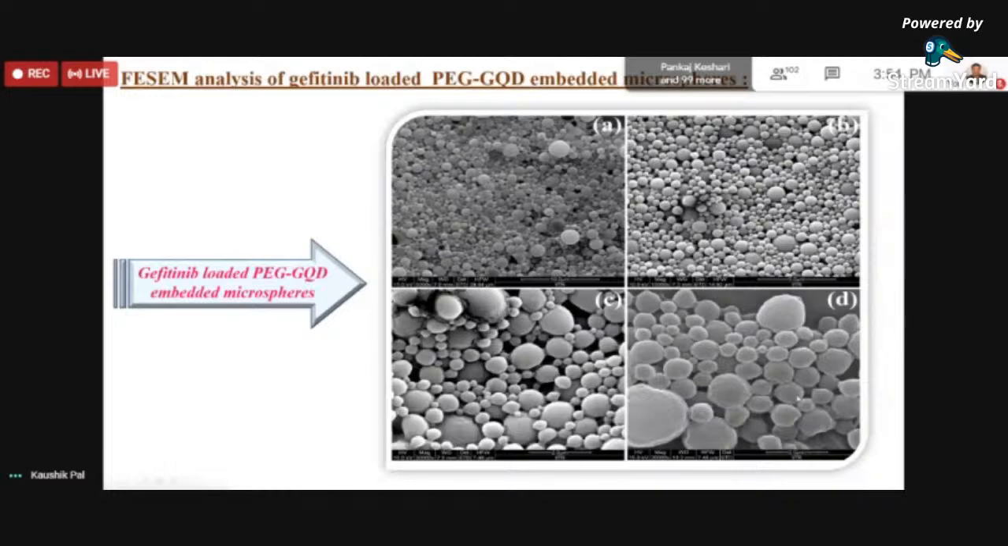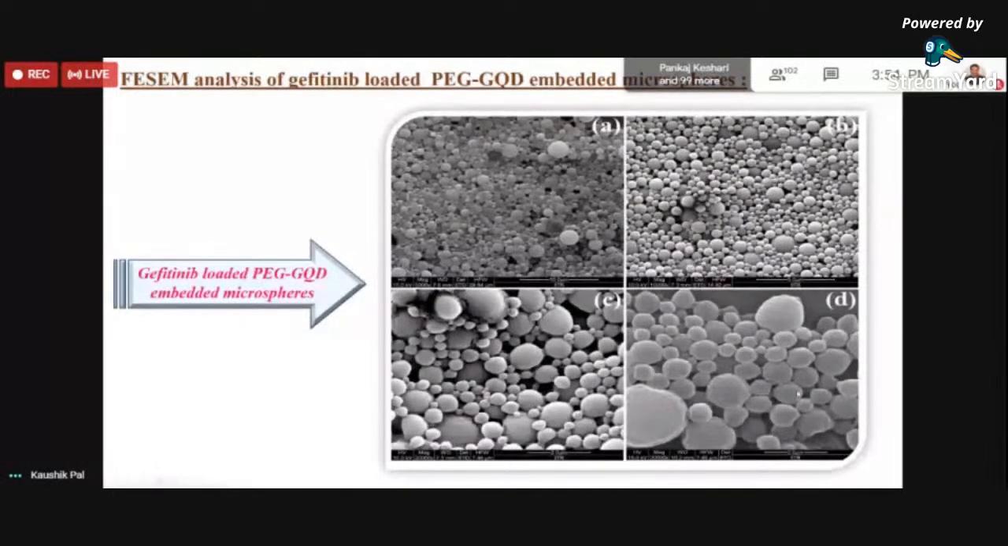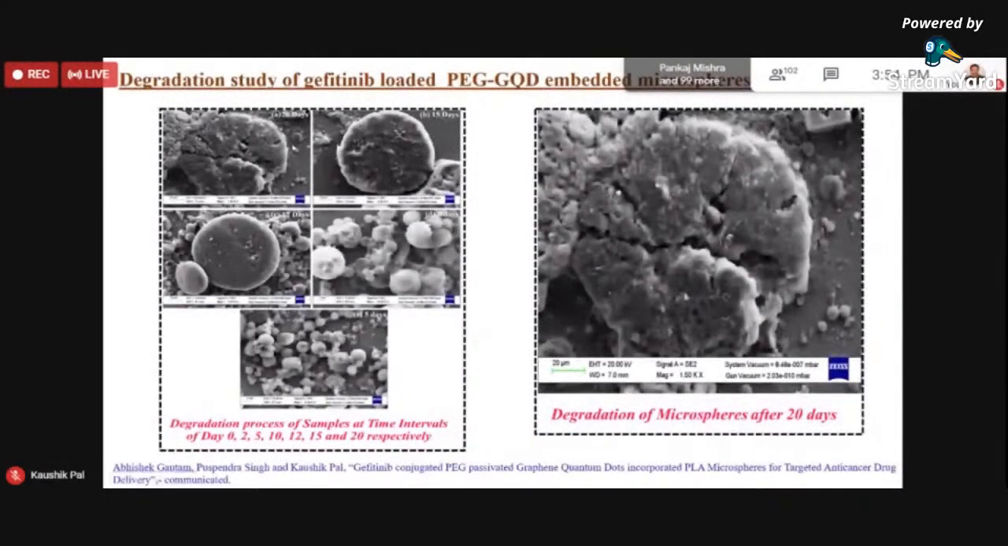Then this is the release. When it goes inside the body, how the burst release takes place, how the polymer dissolves on the outer side, and slowly the medicine comes out and the whole thing dissolves inside your body. This is the degradation process of the sample at time intervals of 0, 2, 5, 10, 12, 15, and 20 days basically. So the medicines can sustain for a longer time inside the body.